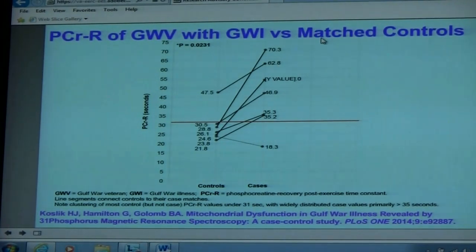The one case that is an outlier here, with the phosphocreatine recovery time constant at 18 seconds, in fact, was also the one Gulf War veteran who reported their health prior to the Gulf War as not either excellent or very good, but merely as good, suggesting the possibility that this individual may have a different source of their health problem. Next slide.